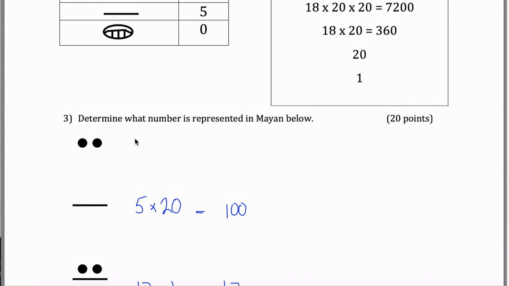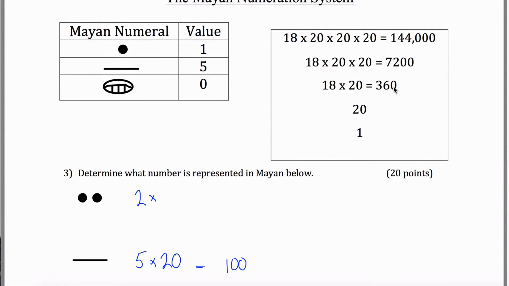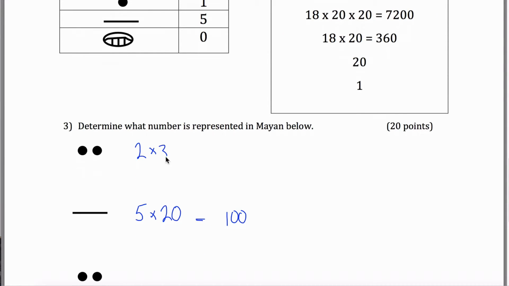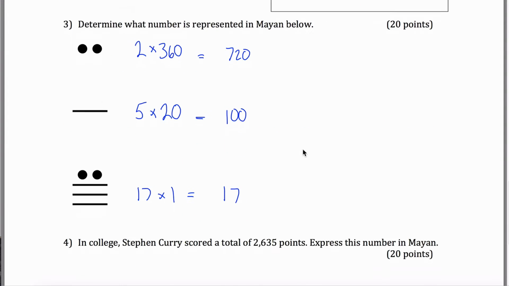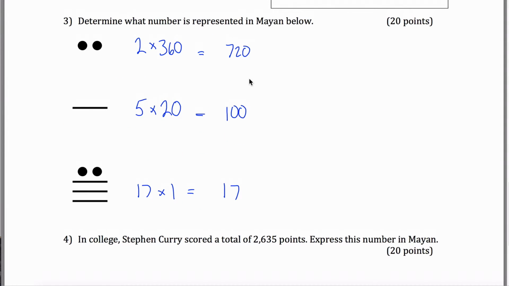And then up here, recognize you got two of these dots, each dot worth 1. But it's not 2 ones, it's 2 of these third row things, these 360s. So that's 720. So my answer is 720 plus 100 plus 17. That looks like 837. Maybe I write that somewhere. 720 plus 100 plus 17 equals 837.